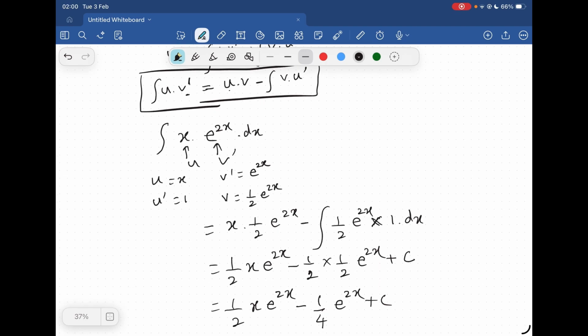Even though this question was initially appearing very scary, now it's very simple. So this is the idea of integration by parts. Simply you just figure out the pattern, substitute, and you will be fine with the answer.